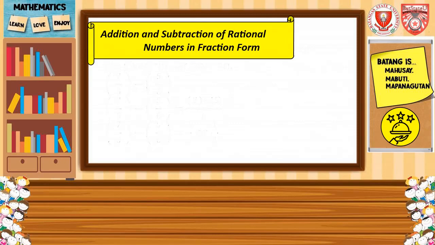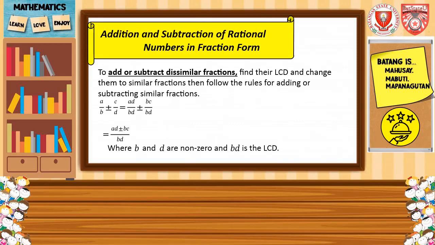Addition and subtraction of rational numbers in fraction form. To add or subtract dissimilar fractions, find their LCD and change them to similar fractions. Then follow the rules for adding or subtracting similar fractions. So we have a over b plus or minus c over d is equal to ad over bd plus or minus bc over bd, which is equal to ad plus or minus bc over bd, where b and d are non-zero and bd is the LCD.